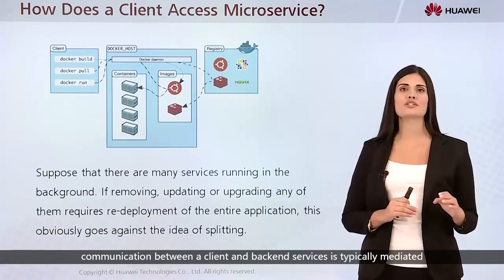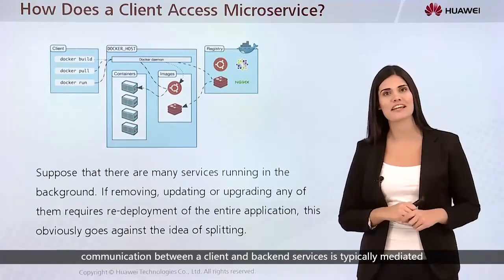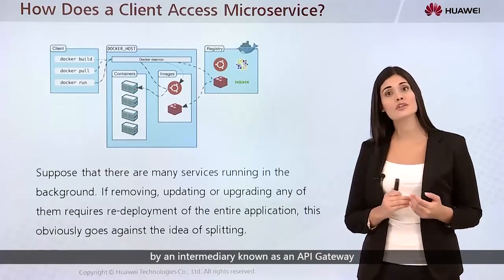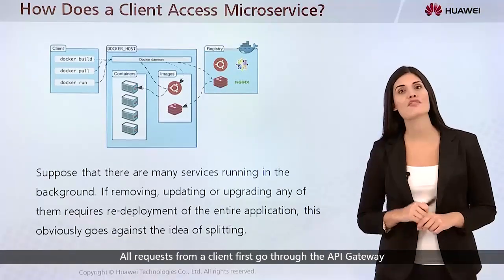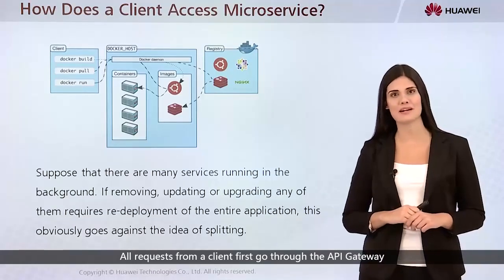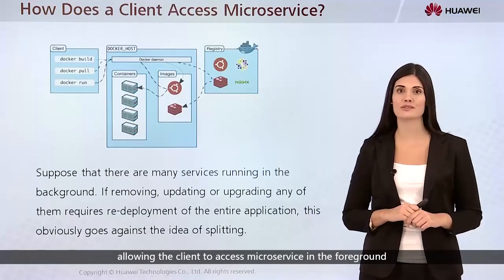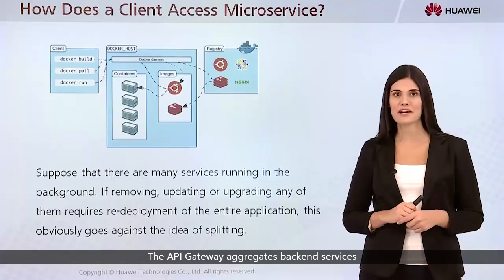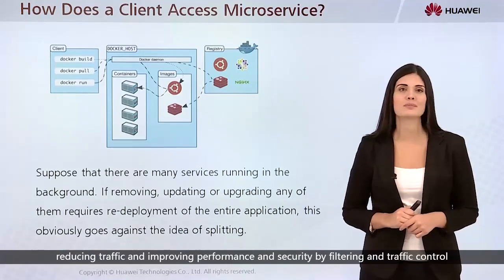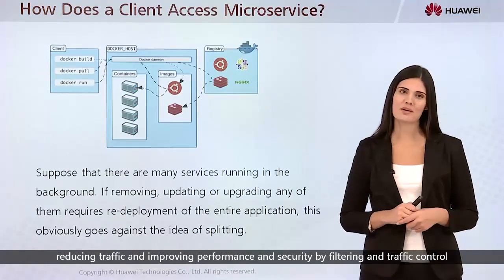Therefore, communication between a client and backend services is typically mediated by an intermediary, known as an API gateway. All the requests from a client first go through an API gateway, allowing the client to access microservices in the foreground. The API gateway aggregates background services, reducing traffic and improving performance and security by filtering and traffic control.